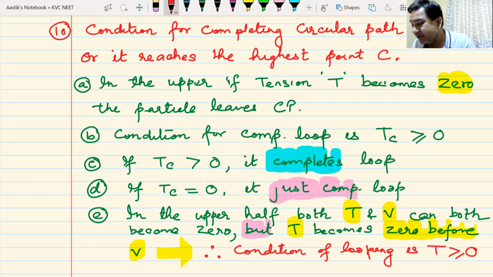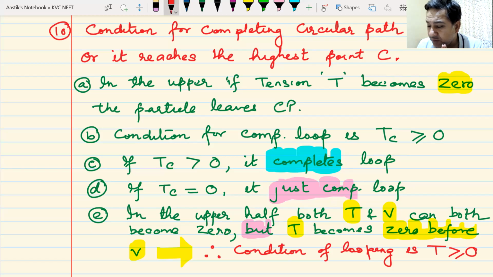In this particular case, when the particle is in the upper half of the circle, I'll give you a minute, 2 minutes to note this down. If you have any doubts, you can always come up to me. A minute, 2 minutes. Well, I hope everyone has noted this down.